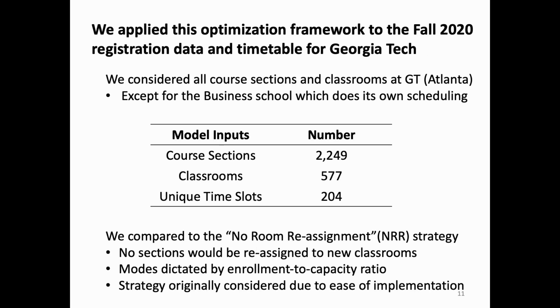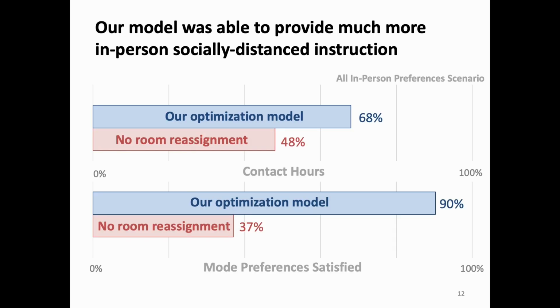We then applied our optimization model to the course sections and classrooms at Georgia Tech, and we compared the results of our optimization model to the original strategy considered, the no room reassignment strategy, in which only the course modes would change, but no rooms would be reassigned. Our model was able to provide much more in-person, socially distanced instruction. We saw a 42% improvement in contact hours compared to the no room reassignment strategy, and that our model was able to satisfy 90% of mode preferences compared to only 37% under the no room reassignment strategy.